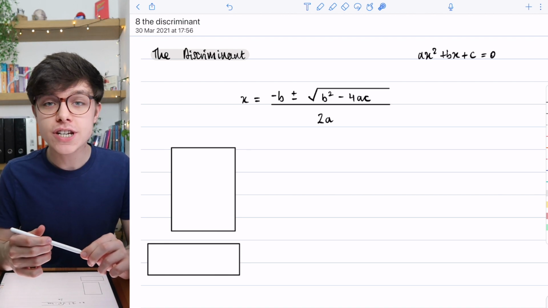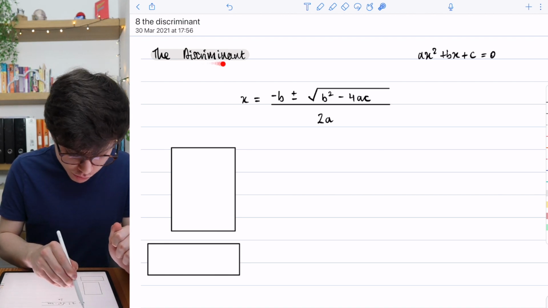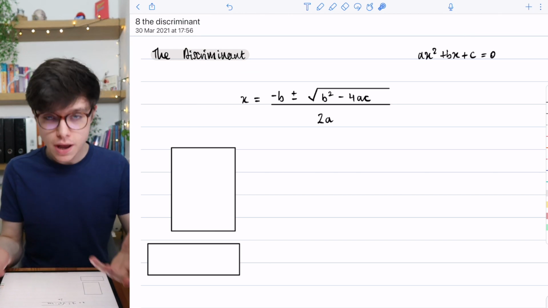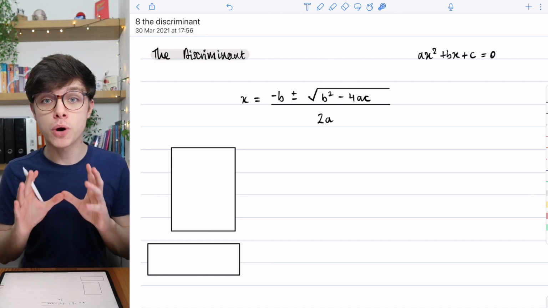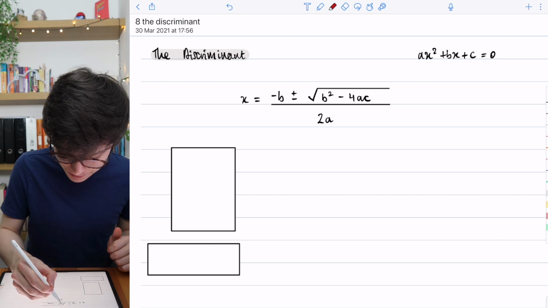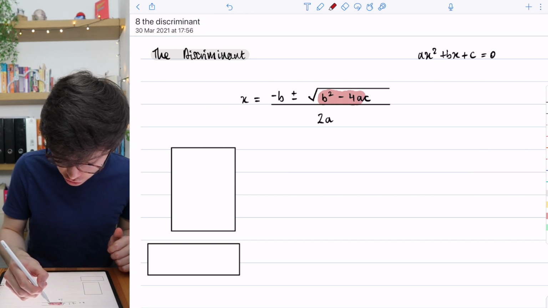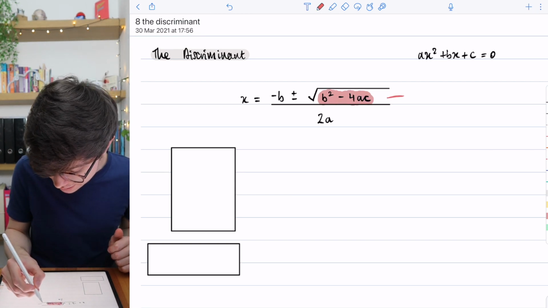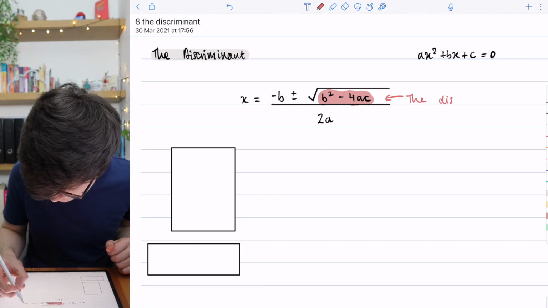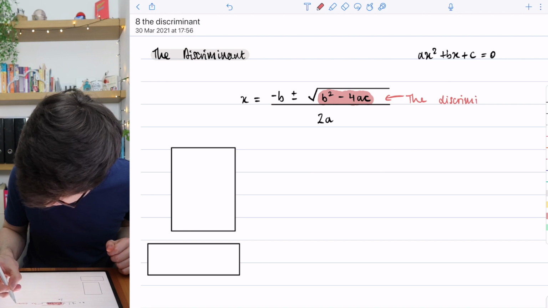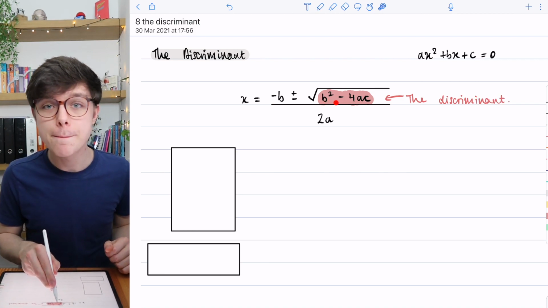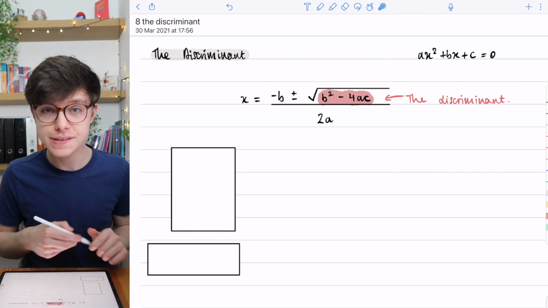Now, today in this video, we're going to be having a look at the discriminant. So first of all, we need to know what on earth is the discriminant. The discriminant is part of the quadratic formula, and I'm going to highlight which part it is. It's this part under the square root, and we'll label it here. That is the discriminant. So the discriminant is b squared minus 4ac.